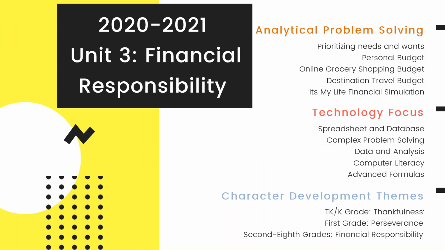I'm going to move into our Unit 3, Financial Responsibility, which is such an important unit. Financial responsibility is something that everybody can learn about. We're going to learn about financial responsibility through analytical problem solving. We're going to do prioritizing needs and wants. The students are going to make some budgets. We're going to focus on complex problem solving. They're going to do data analysis with some advanced formulas. The character development themes: TK and K is thankfulness, 1st grade is perseverance, and 2nd through 8th grade is financial responsibility.